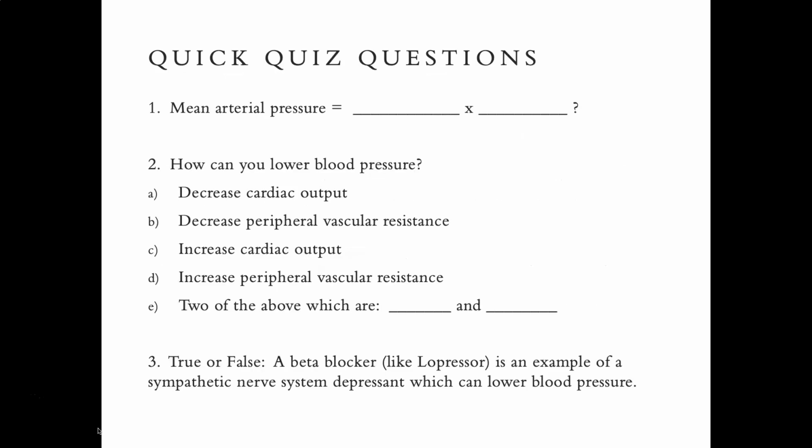All right, quick quiz. What does mean arterial pressure equal? So what does MAP equal? Those two things. How can you lower blood pressure? What two things lower blood pressure? True or false, a beta blocker, like Lopressor, is an example of a sympathetic nerve depressant which can lower blood pressure. I think you can get all three of these from the last slides we just went through.